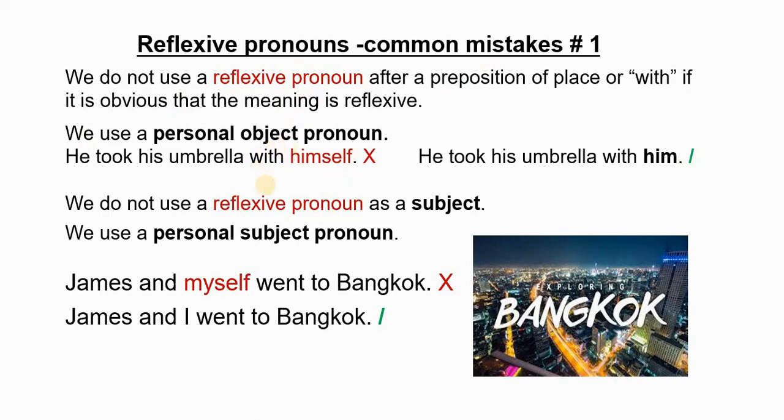So in this instance, with the word with or another preposition of place, we use a personal object pronoun, with him. Okay?